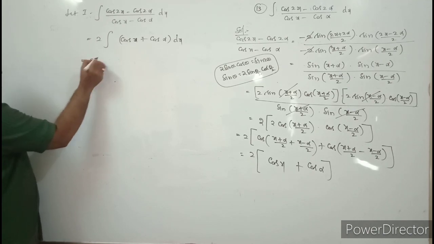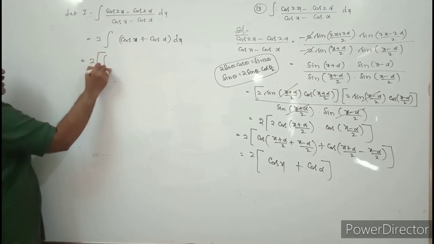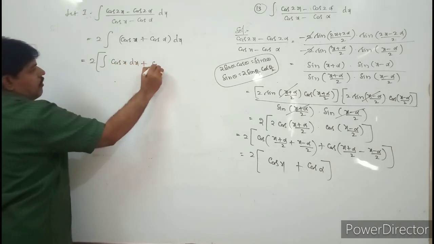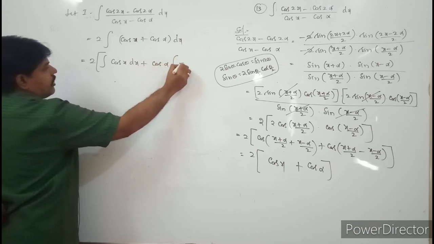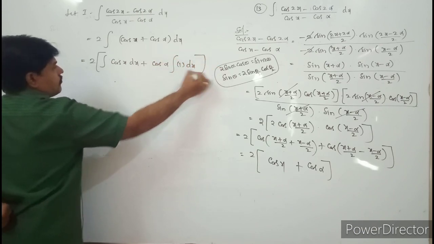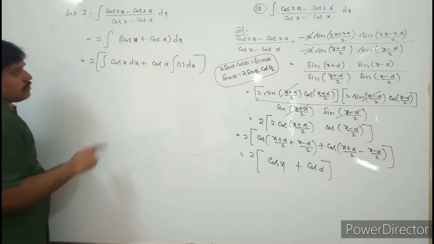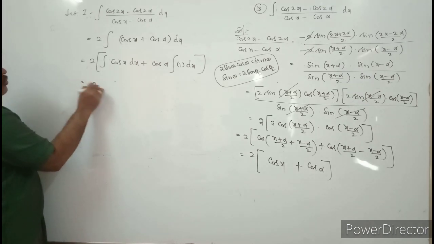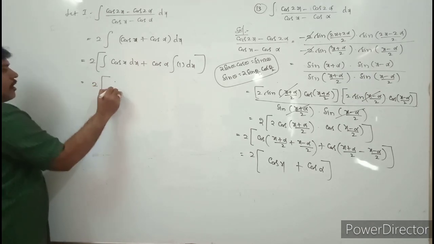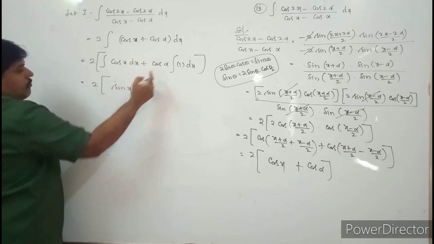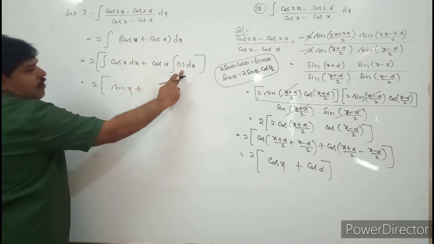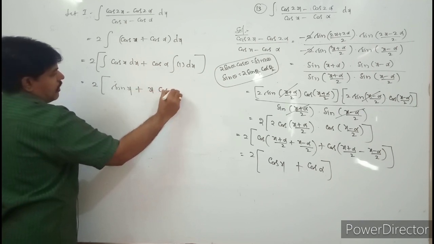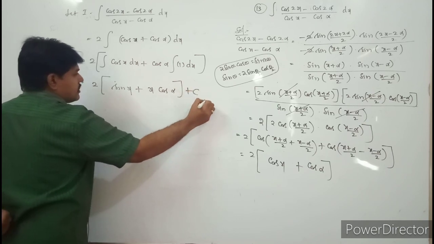So that is equal to 2 into the integral of cos x into dx plus cos alpha, which is a constant. So cos alpha into the integral of 1 into dx. Cos alpha is a constant term, so the integral of 1 into dx. The constant value we have to write out. So that is equal to 2 into the integral of cos x, which is sin x, plus the integral of 1, which is x, into cos alpha. So that is nothing but x cos alpha plus c.